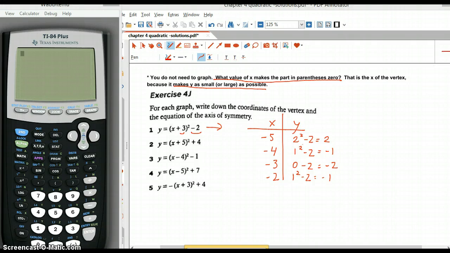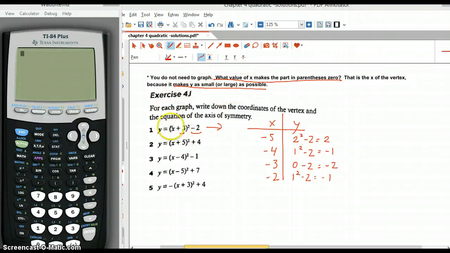Okay, this is problem 1 of exercise 4J. For each graph, write down the coordinates of the vertex and the equation of the axis of symmetry. Above that, I put a note. I said, what value of x makes the part in the parentheses 0? That is the x of the vertex because it makes the y as small or large as possible. Okay, so if you already understand that, then this is really easy.